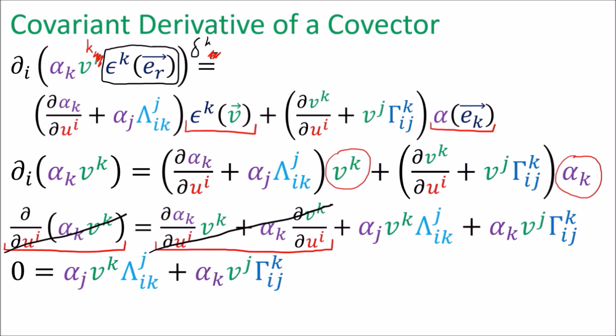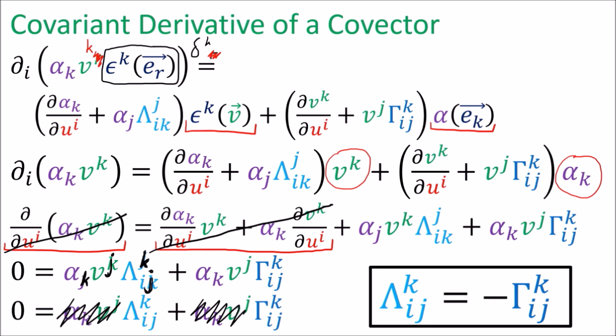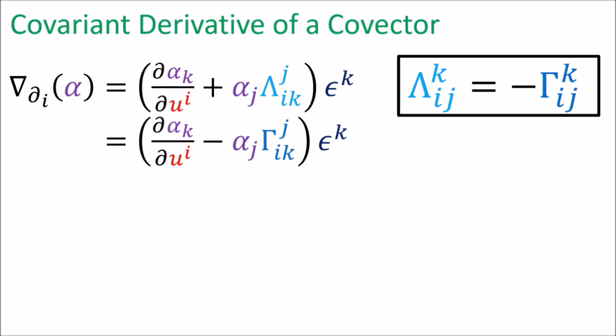And looking at this, I'm just going to relabel some of the indexes here. So I'm going to switch the j and k indexes around, and that gives us this. And we can divide both sides by the alpha and v components to get rid of them. So what we found here is that the lambda coefficients are really just the negative of the Christoffel symbols. So the covariant derivative of a covector field has basically the same formula as the covariant derivative of a vector field, except we just have a negative sign here.